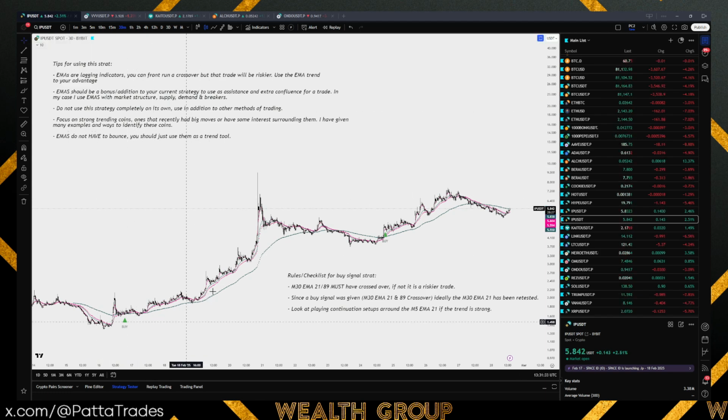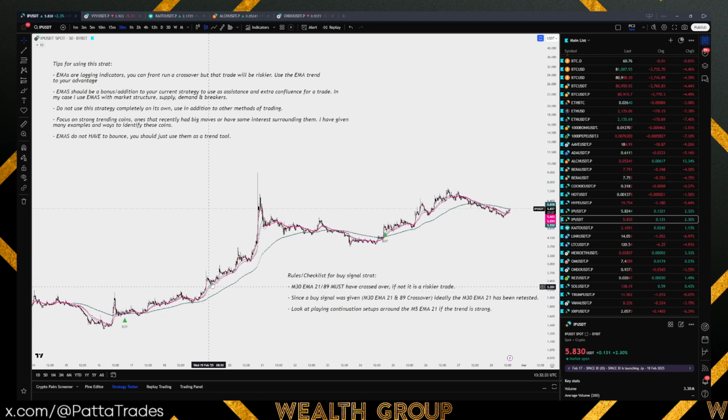They work well in strong trending conditions, but once that trend is lost, as it is a lagging indicator, you almost catch on to that too late. So you want to identify whether the trend has disappeared early rather than relying on EMAs to tell you that, because they are a lagging indicator. So the rules and checklist for the buy signal strat.